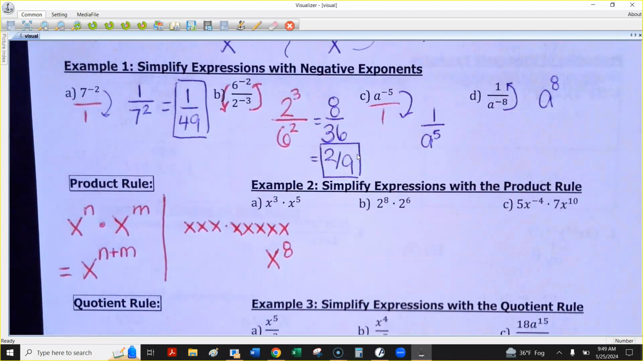All right, what if I have 2 to the 8th times 2 to the 6th? How could I simplify that? Both of the bases are 2. What would your answer be? We'll just leave it in exponential form. You don't have to actually multiply it out. Dakota, what do you think?